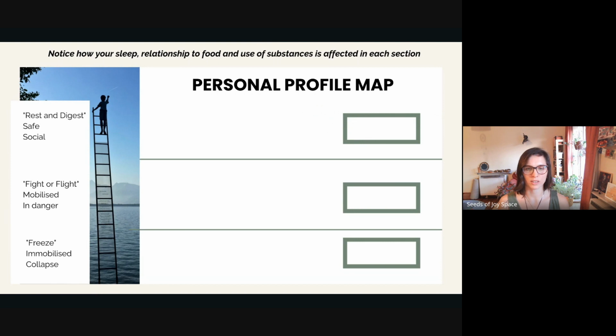Feel it fully in your body, that feeling of connection and safety. And then start mapping it. What does it feel like in your body? What do you do there? What do you think, feel, say?